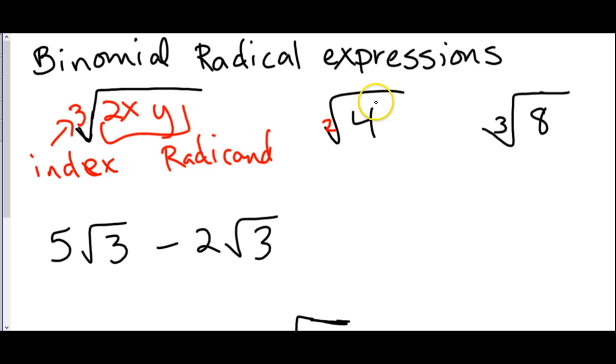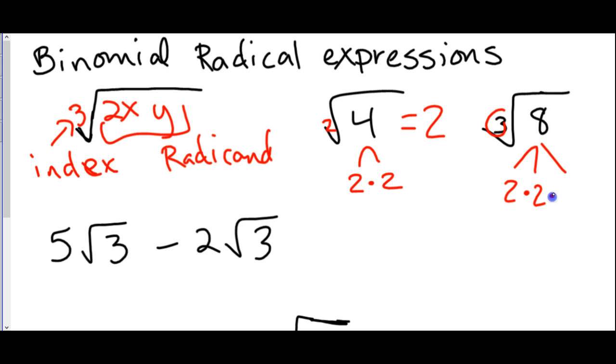Like the square root of 4, we're trying to decide what number multiplied by itself 2 times equals 4. Well, that is 2, because 2 times 2 equals 4. If we have a 3 in the index spot, that means we're looking for a number multiplied by itself 3 times that would equal the radicand. Since 2 times 2 times 2 equals 8, the cube root of 8 is 2.